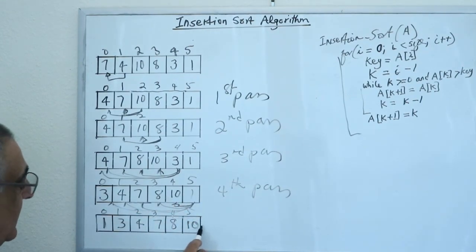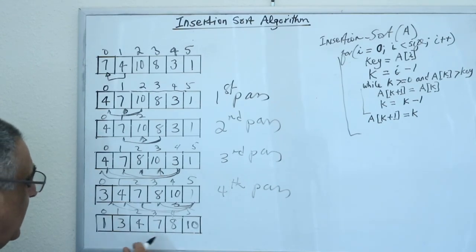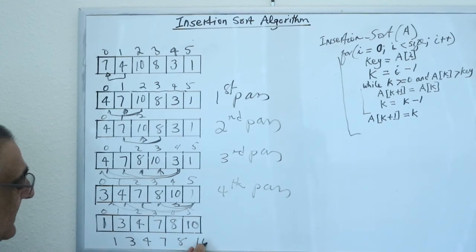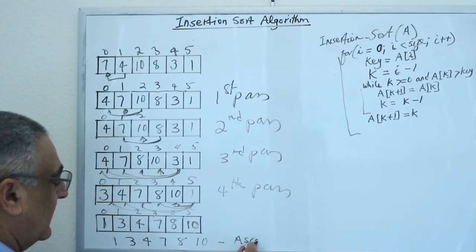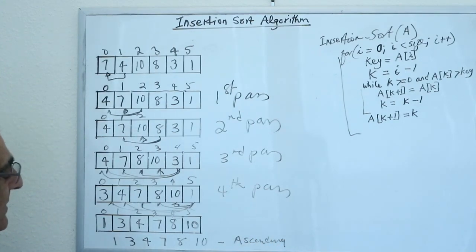Now, this is the last pass here. So if you look at these numbers, 1, 3, 4, 7, 8, 10, even if I go through this, there are no swaps here. So these numbers are sorted. So I have a 1, I have a 3, I have a 4, 7, 8, 10. So they are sorted in ascending order. They are actually sorted.